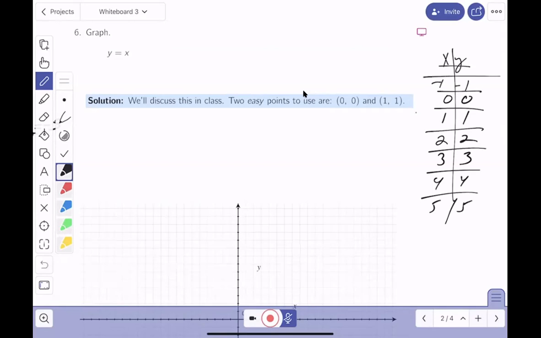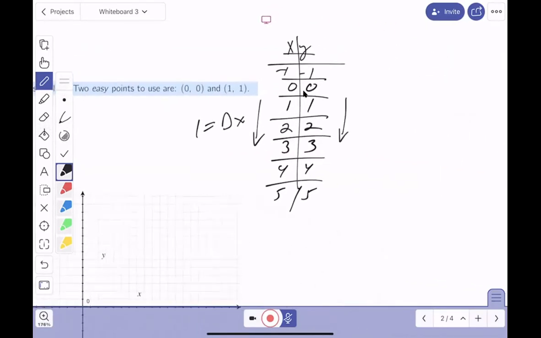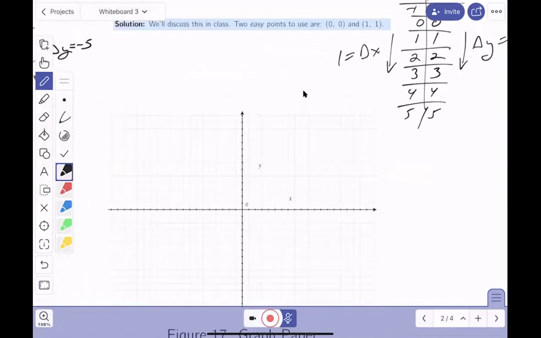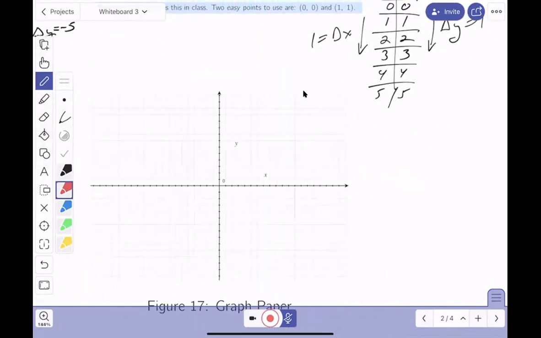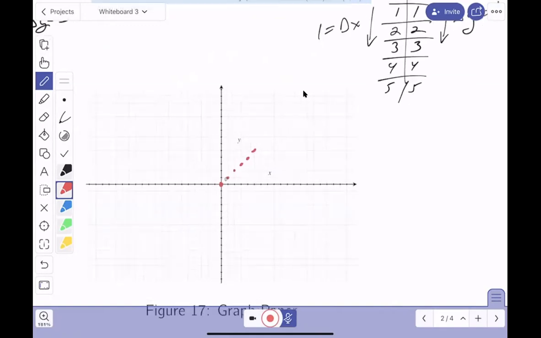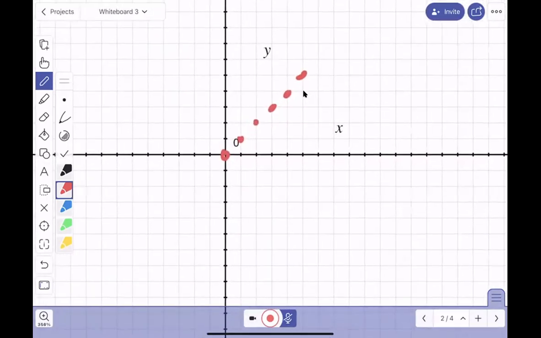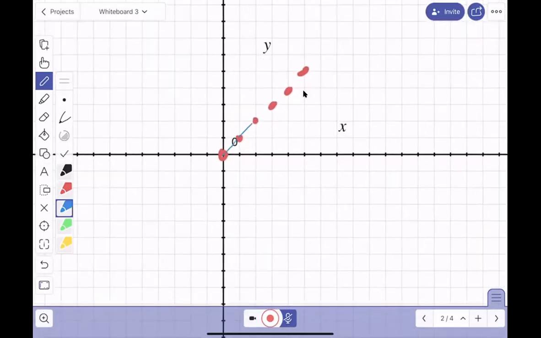All right. What's the delta X in this direction? It's 1. What's delta Y in this direction? It's 1. Let's graph it. What point do I want to put down? 0, 0. 1, 1. 2, 2. 3, 3. 4, 4. 5, 5. Someone says, do I need to put all those points down? Absolutely not. What I'm going to do is draw a line through it.